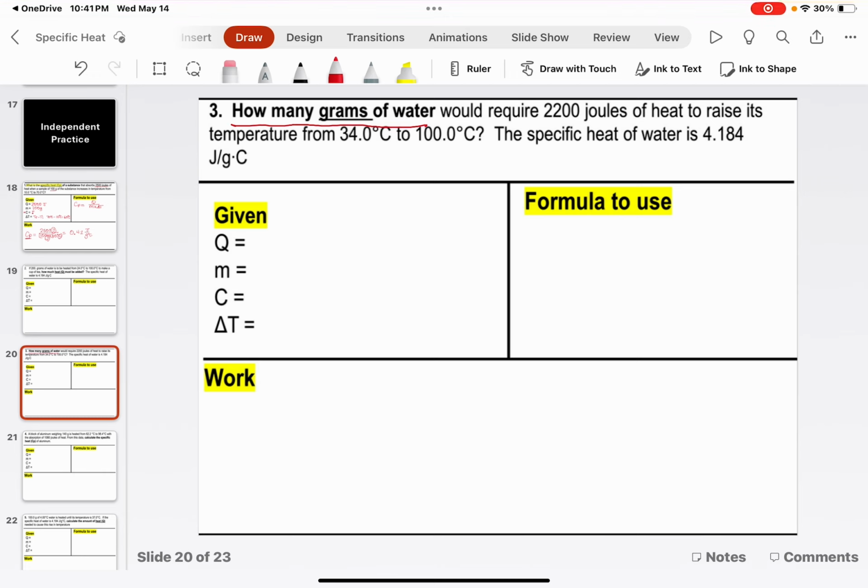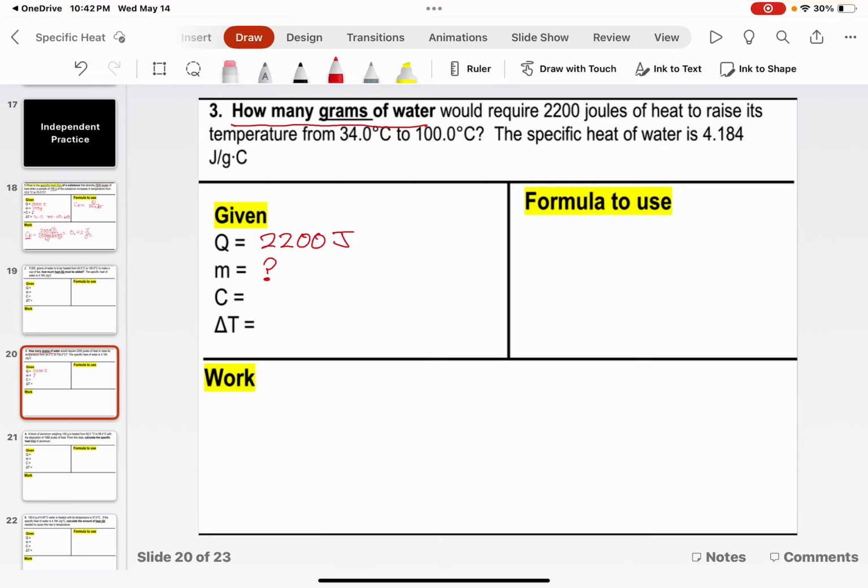So first and foremost, what are they asking you to find? Mass, because grams is a unit of measurement for mass. So we're going to put a little question mark here. And then it says that it would require 2,200 joules. So if you remember from even the last one, joules is a unit of measurement for Q. So I know that Q is 2,200 joules.